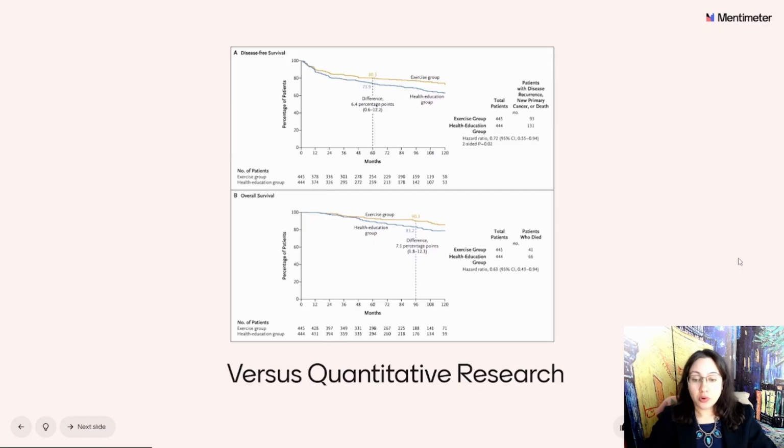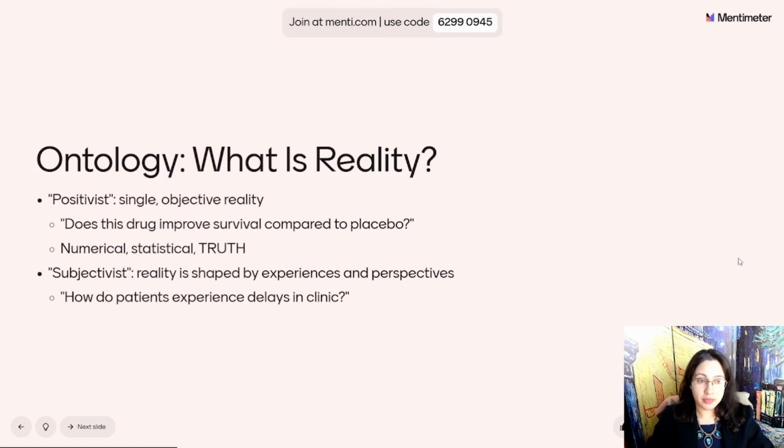Now, this is opposed to quantitative research. This is a study called the Challenge Trial, which came out last year showing the benefit of exercise, especially increasing exercise after a colon cancer diagnosis. And for folks who are in medical fields, this may look like the more typical research you're used to seeing. We have our Kaplan-Meier curves, we have our hazard ratios, our p-values, etc. You see that this is very numerically based versus the qualitative research, which is non-numerically based.